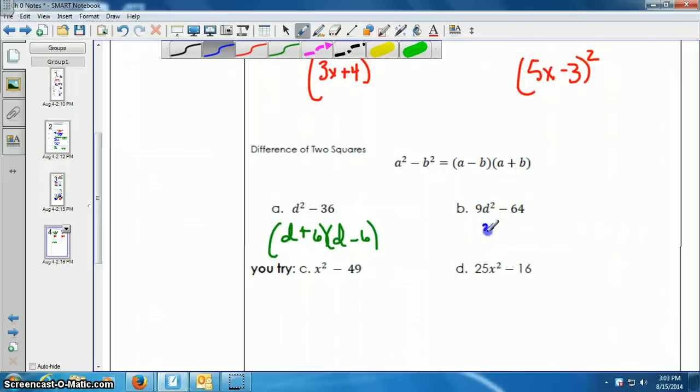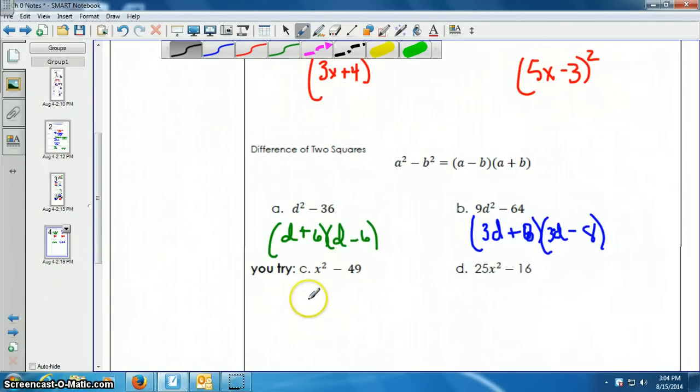Square root of 9 is 3. Square root of d squared is d. Square root of 64 is 6. So we know no, it's not 6, silly me. It's 8. There we go. Going too fast. Slow down. So we know that these are going to be our terms, 3d and 8. And then we have a plus and we have a minus. And if I were to check that by refoiling, I would wind up with 9d squared minus 64. So pause, try C and D on your own, and then press play to check.